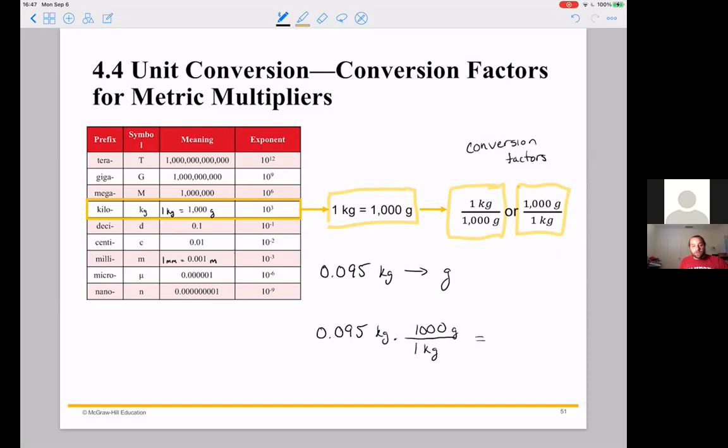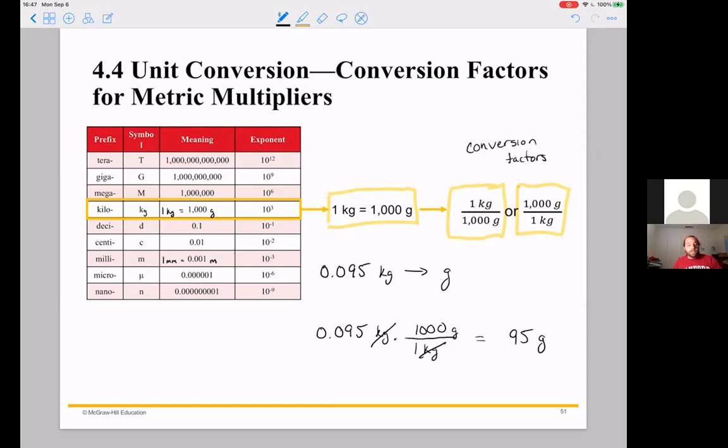Again, just for starters, I can punch that into my calculator. I'm going to get 95. And then I'm going to go back and make sure my units cancel. Kilogram cancels kilogram, and I'm left with grams, 95 grams. And again, can double check. I got 2 sig figs in my initial measurement and 2 sig figs in my final measurement.